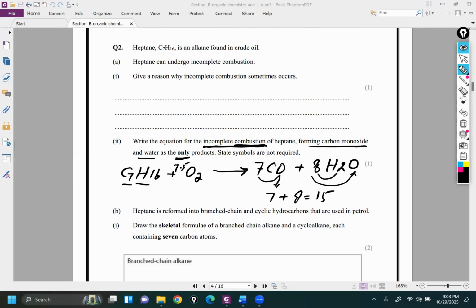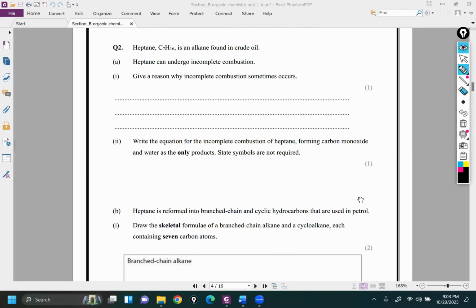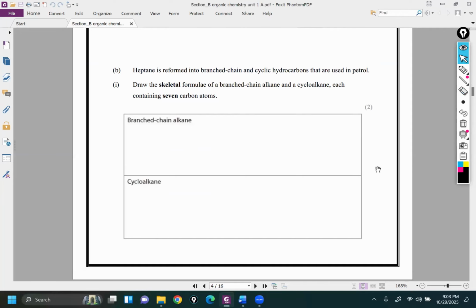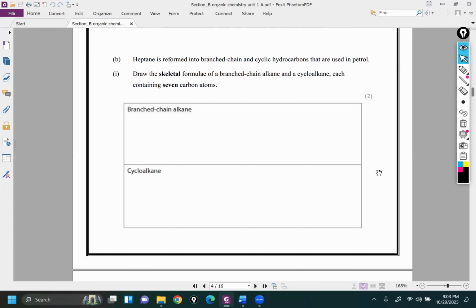Or you can write in this way that if this side is 15 oxygen, write here this number 15. So 15 times 2, 30. Here is 15 oxygen. This side is 30. So divide by 2. So it becomes also 15. So writing the equation for the combustion reaction is a bit of an easy question. So you should try your best to get full marks.